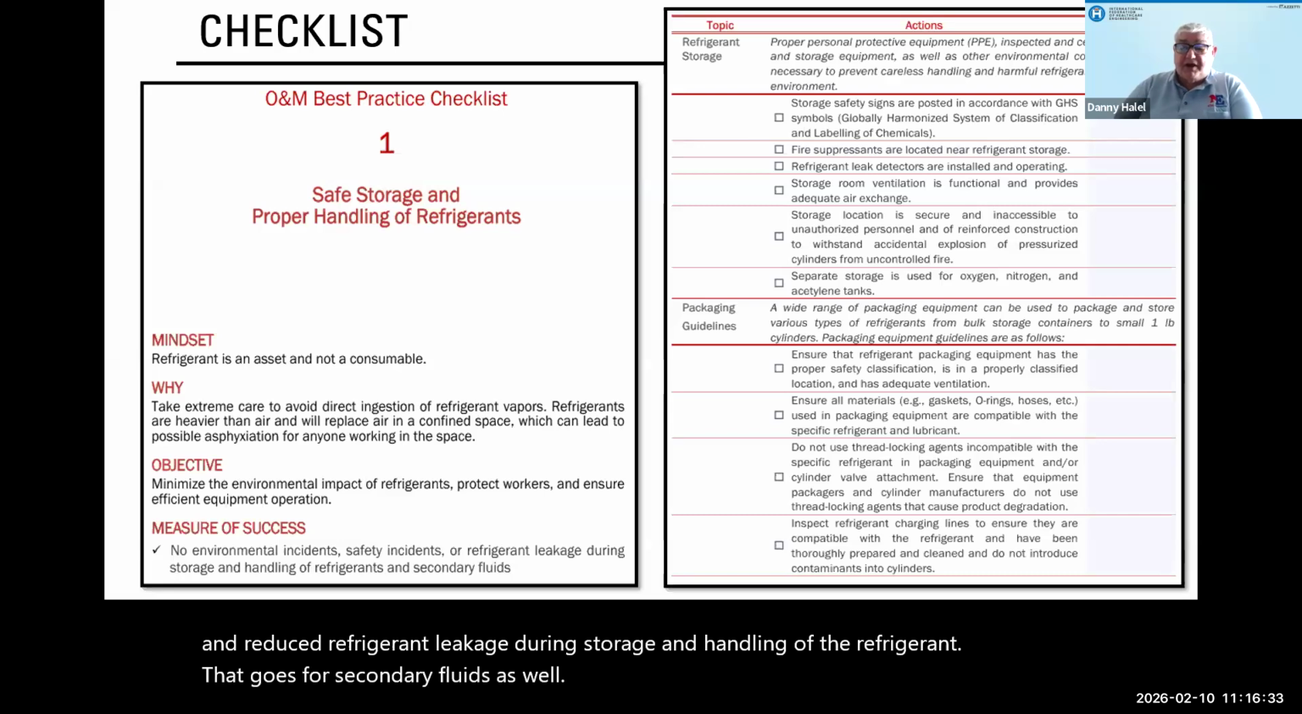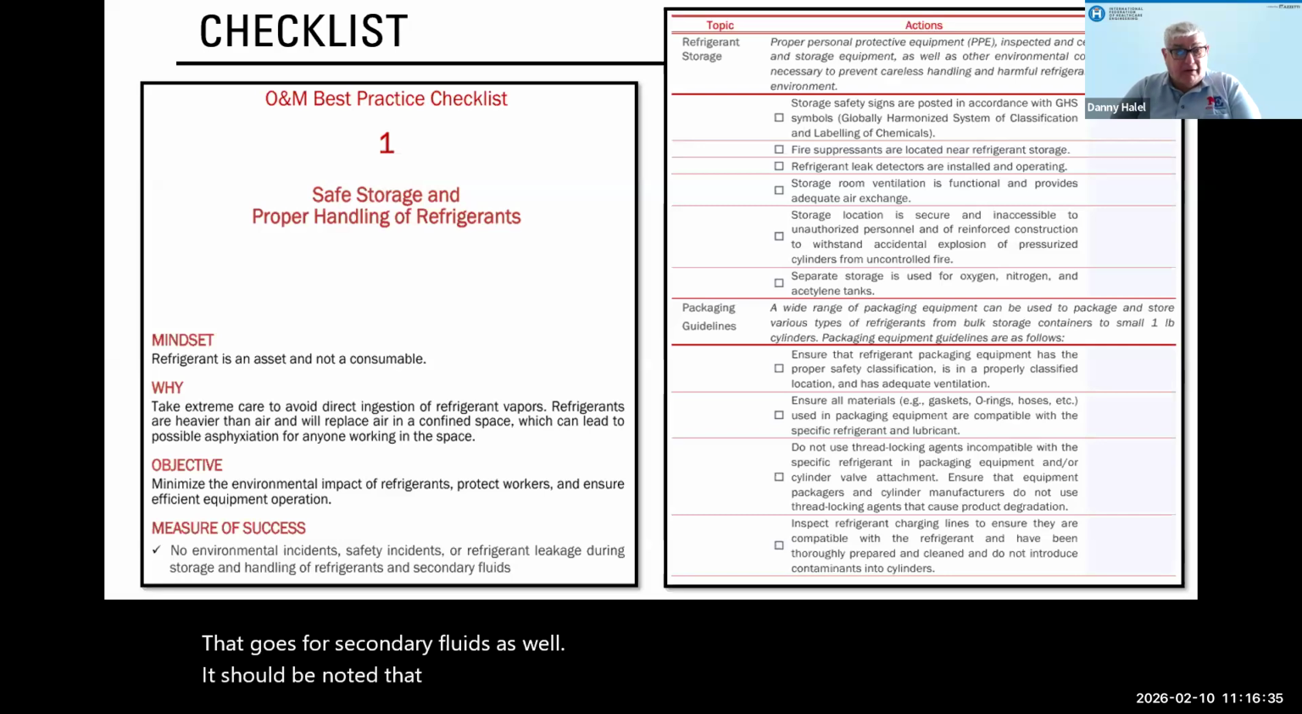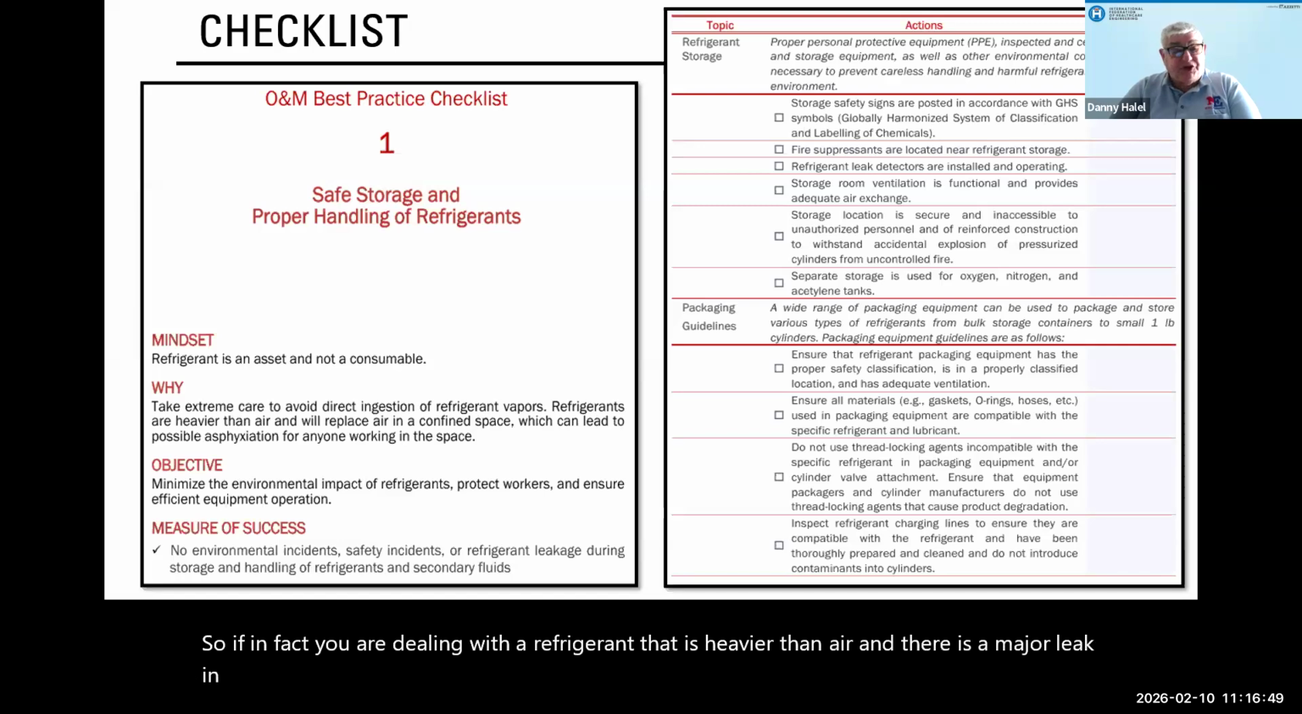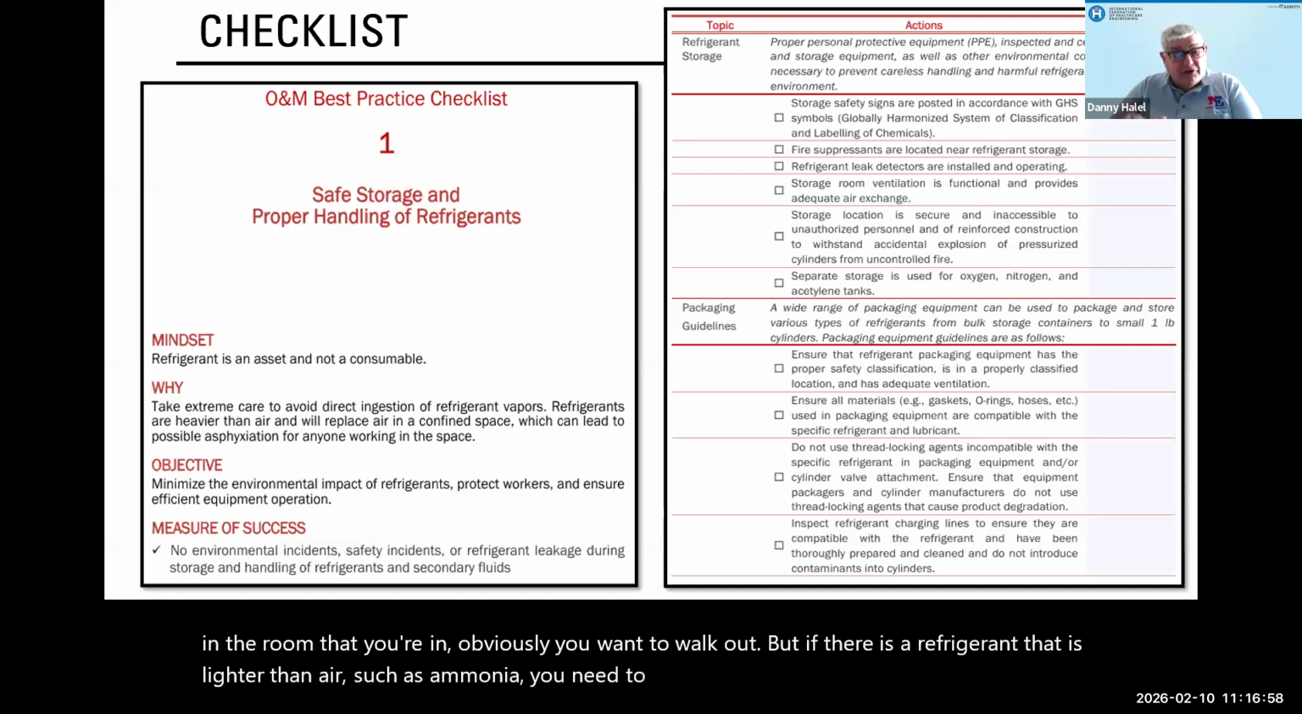It should be noted that a few refrigerants are lighter than air. A couple examples are ammonia and methane. So if in fact you are dealing with a refrigerant that is heavier than air and you know there is a major leak in the room that you're in, obviously you want to walk out. But if there is a refrigerant that is lighter than air, such as ammonia, you need to get down and crawl out of the room rather than walk out of the room.